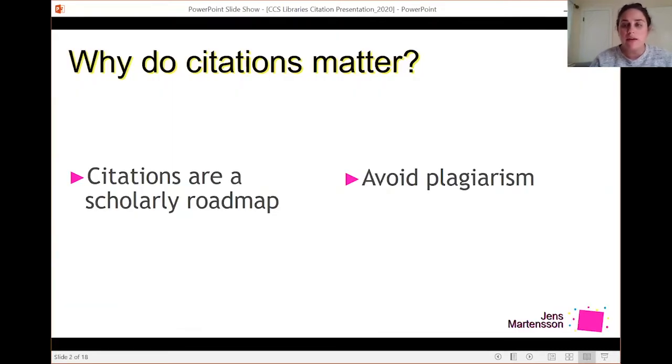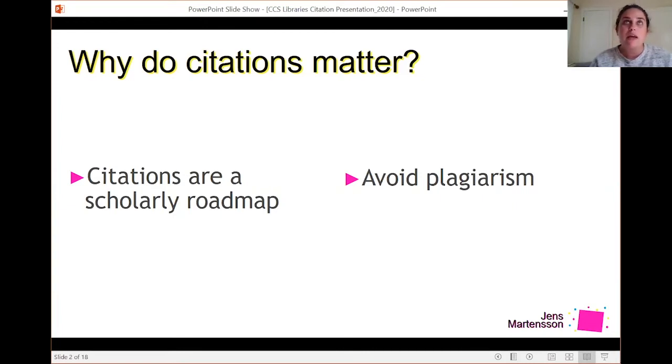The reason I think a lot of people think about citations is because they're afraid of plagiarizing, and a lot of times it can happen accidentally. So the different strategies we'll be talking about in terms of understanding citations will be helpful for you in your coursework.